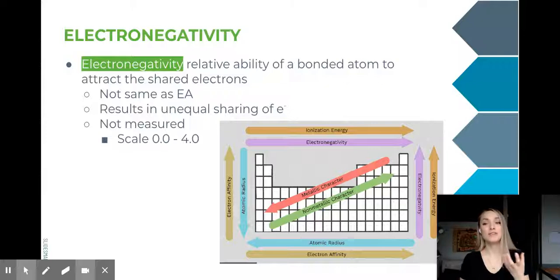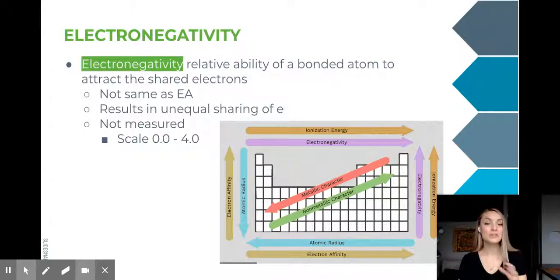Because some atoms have a higher electronegativity than others, we see uneven sharing of electrons. So we see what's called polar bonding, where those electrons are not perfectly in between the two nuclei, but rather they are a little bit closer to one and further away from the other nucleus. Electronegativity is not something that is formally measured, but something that has a relative scale.